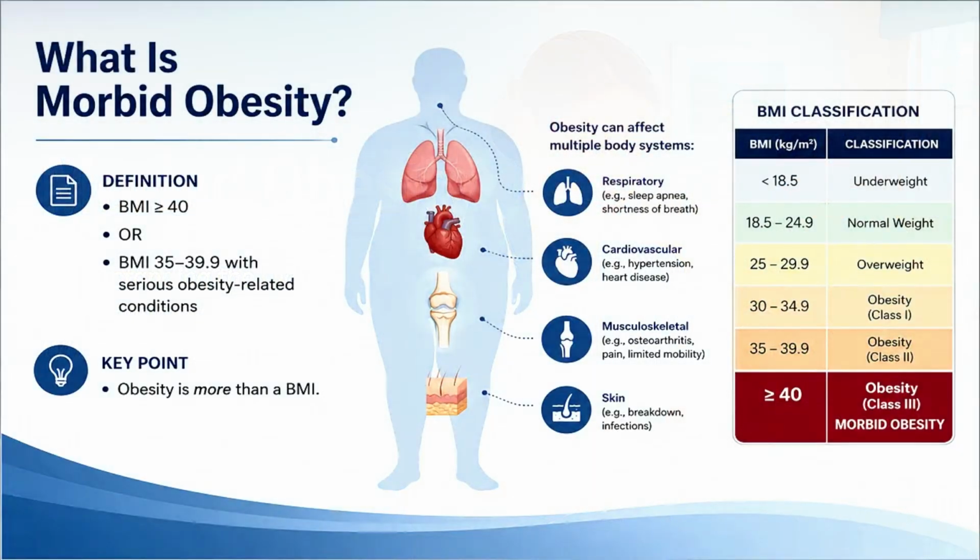Morbid obesity, also known as Class 3 obesity, is generally defined as a BMI of 40 or greater, or a BMI of 35 to 39.9 with serious obesity-related conditions. But obesity is more than a BMI. It is a chronic disease that can affect multiple body systems and may increase the complexity of resident care.